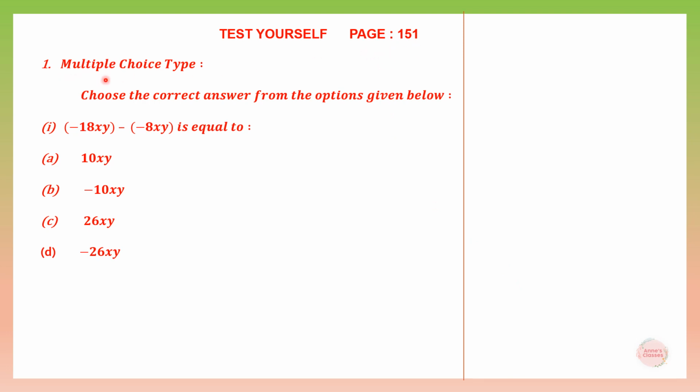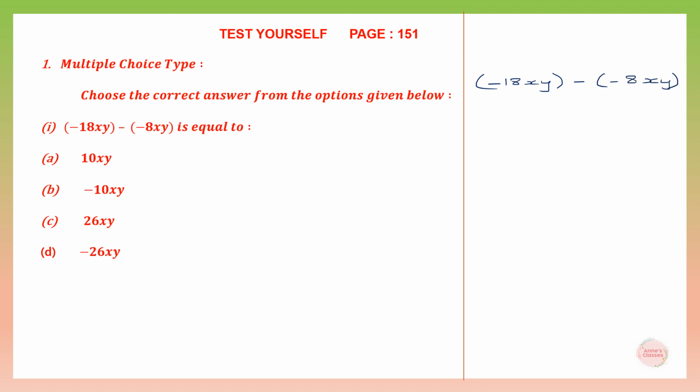The first question is the multiple choice type where we choose the correct answer from the options given below. The question is given to us and there are four options. We choose the correct option. So here we have minus 18xy minus 8xy, and what is that equal to is the question. So let's write this question here. This is minus 18xy and this we are writing minus 8xy.